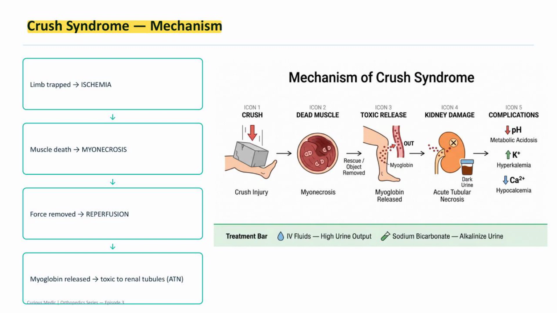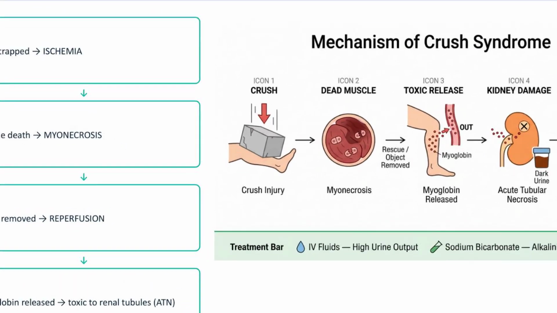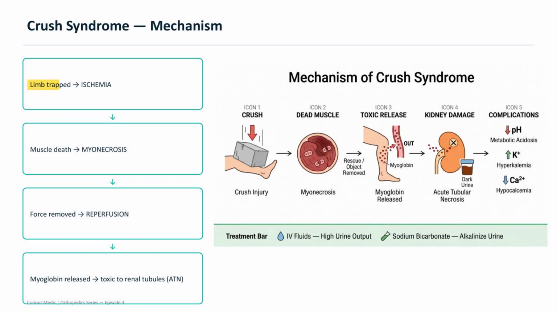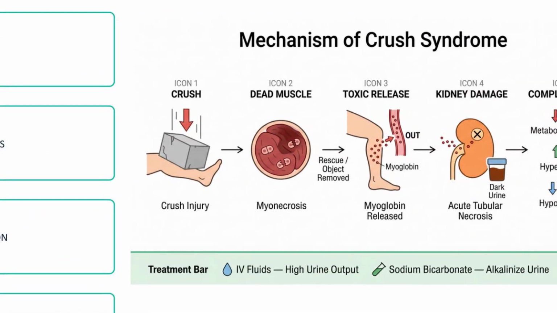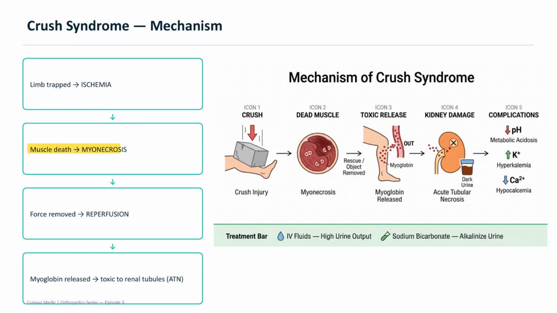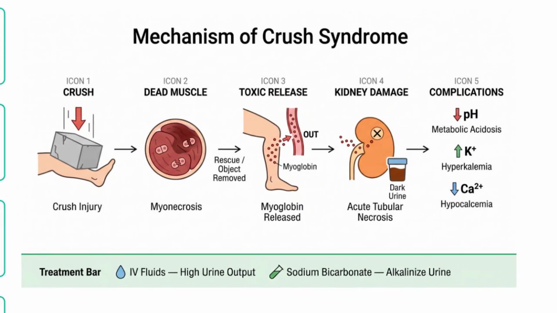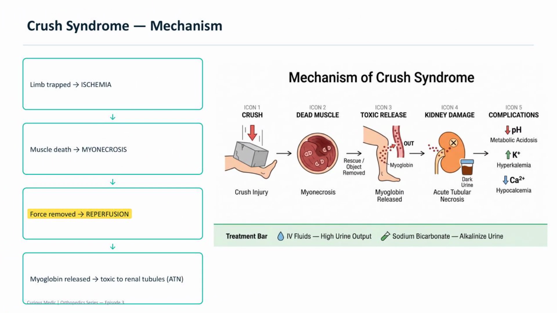prolonged period, a collapsed wall, a vehicle, a machinery accident. Here is the sequence of events. The compression cuts off blood flow to the muscle, ischemia. The muscle cells begin to die, myonecrosis. When the rescuers arrive and the crushing force is removed, blood flows back into the damaged tissue, reperfusion. That reperfusion is where the systemic problem begins.